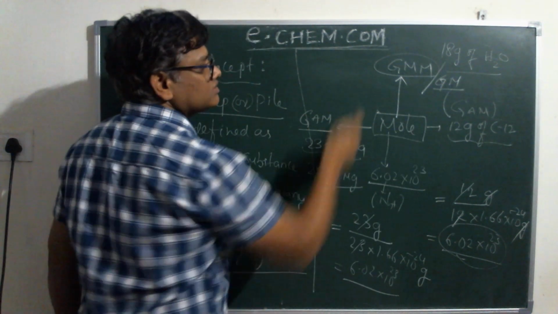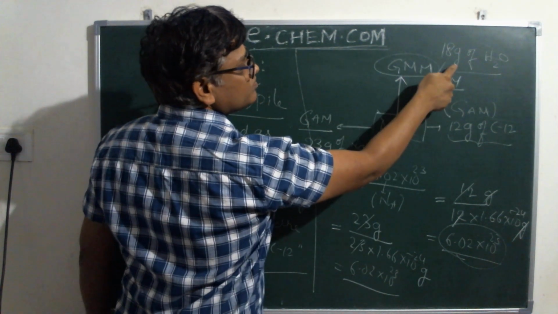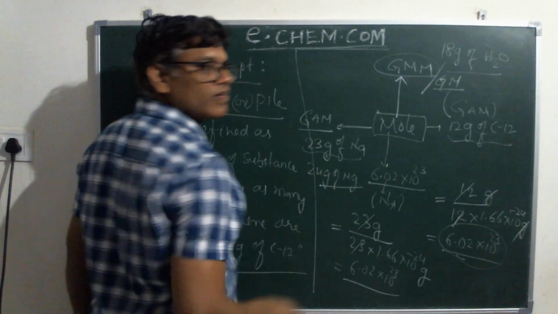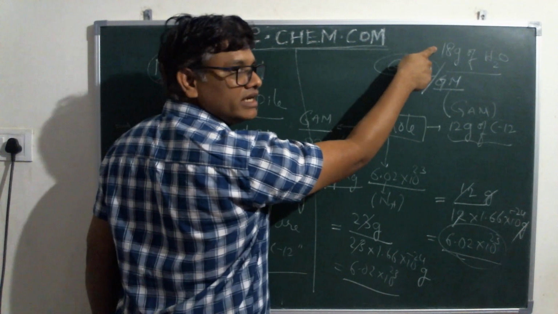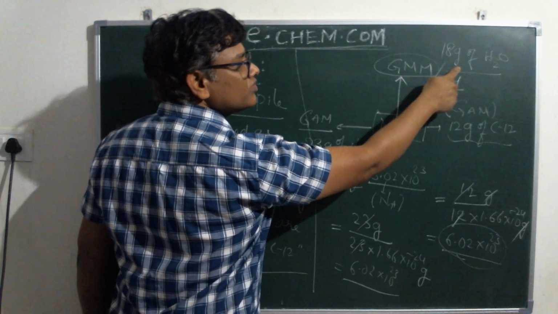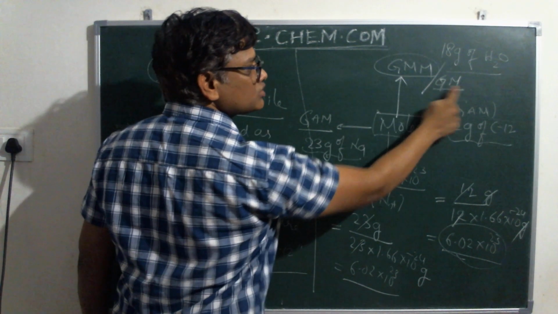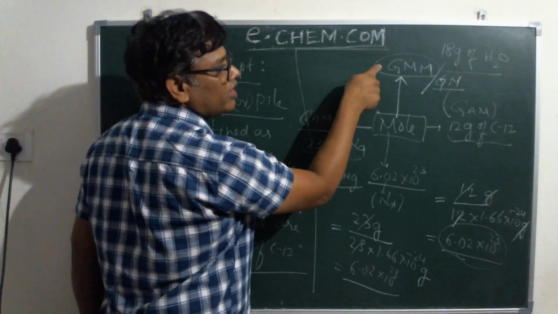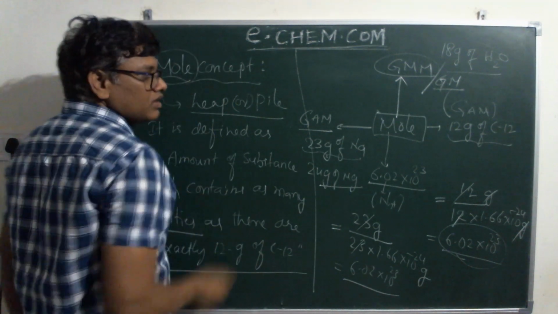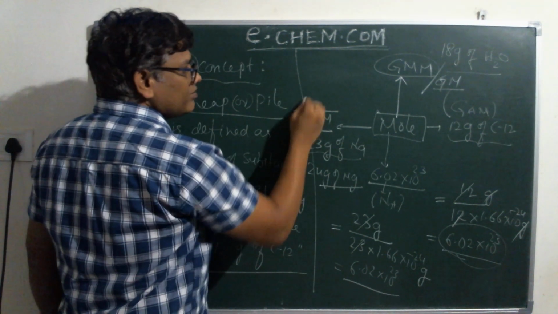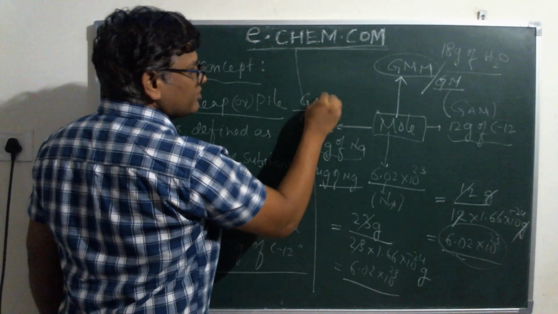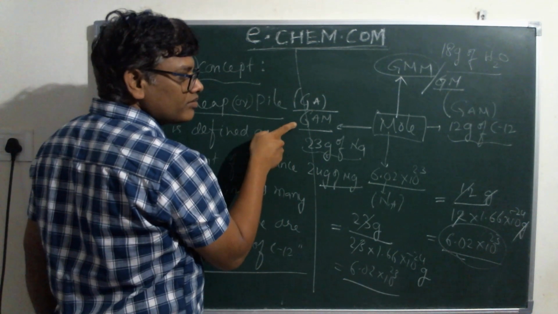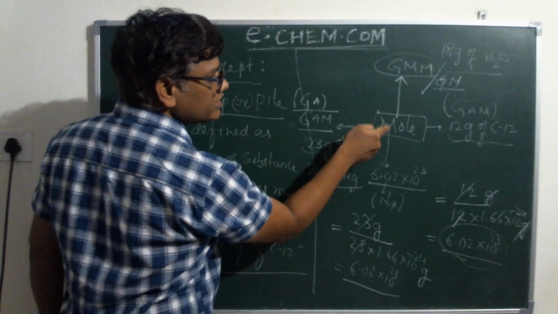Why? Because mass number with grams I am taking. So this is nothing but a gram molecule. One molecule mass number is 18. We are taking it with grams, so that it has to be taken as gram molecule. Gram molecule and gram molecular mass are the same. Gram atomic mass and gram atom are the same, so that gram atom is equivalent to 1 mole.